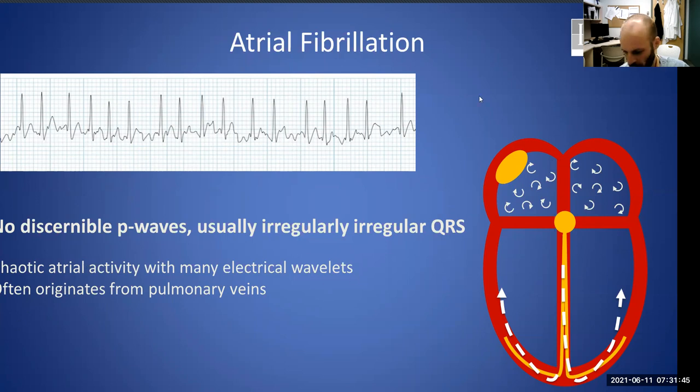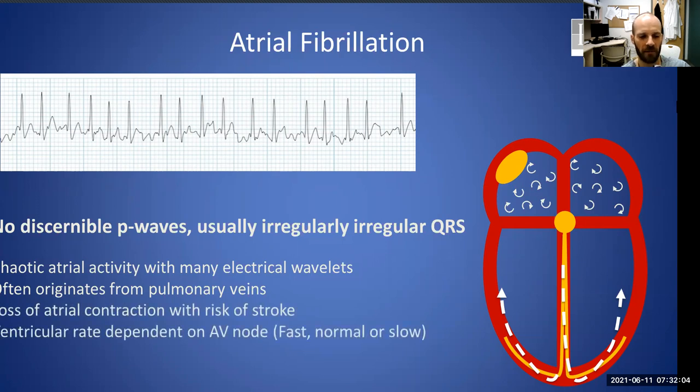and it often originates from the veins that feed into the left atrium. And so we can treat this with drugs, we can treat this with things called ablations. There are all sorts of things that we can do, but atrial fibrillation makes up a lot of the work of electrophysiologists. So, a nice common arrhythmia there, atrial fibrillation.